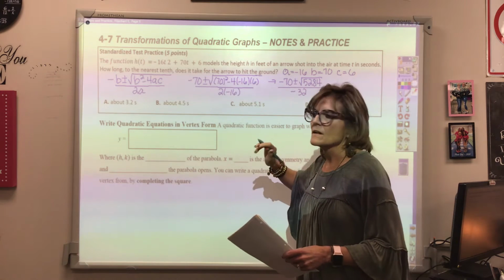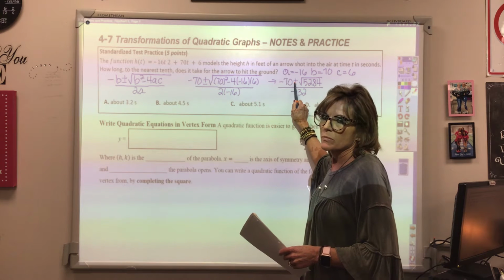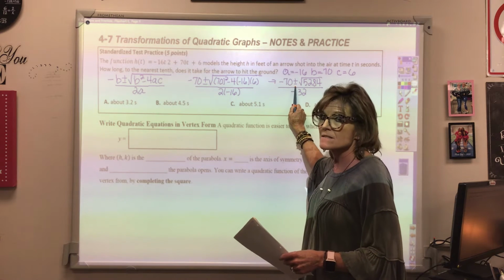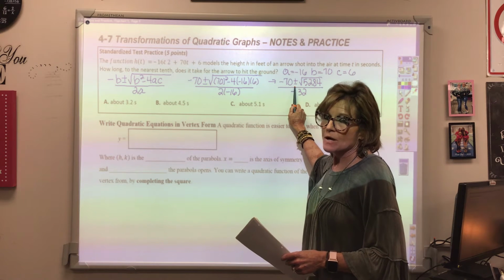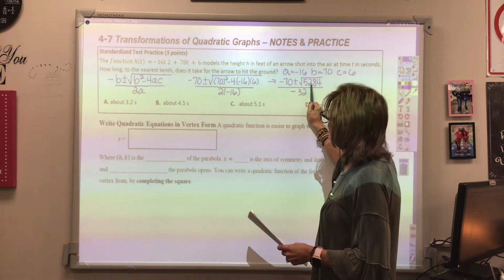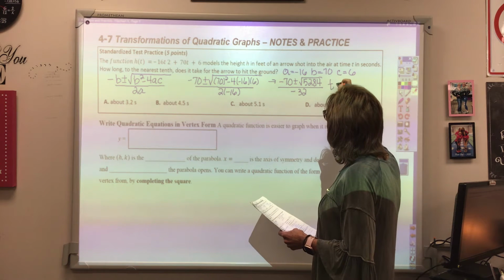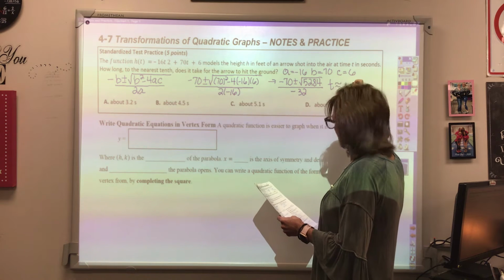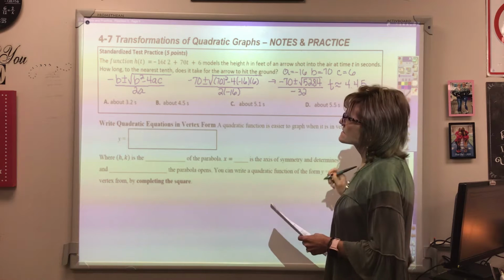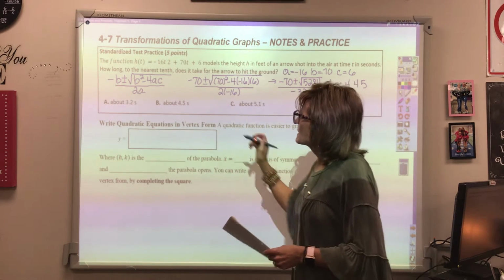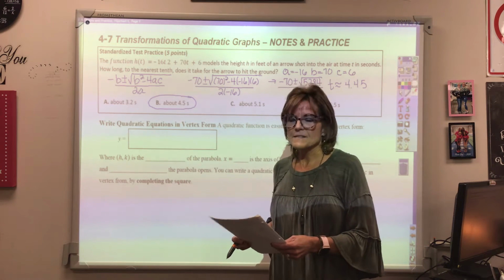And I'll tell you what, you only want to do this with the plus. You don't want to use the minus, because that will give you a negative time, and that's not possible. So when you punch this into the calculator, you get that t is approximately 4.45 seconds, and so our answer would have to be B, about 4.5 seconds.